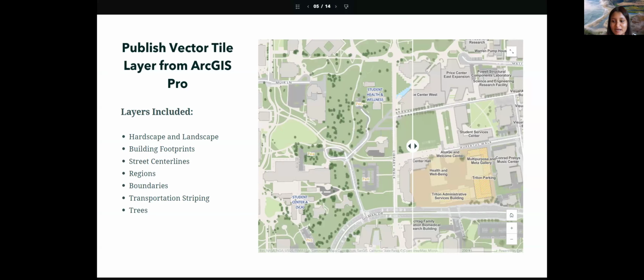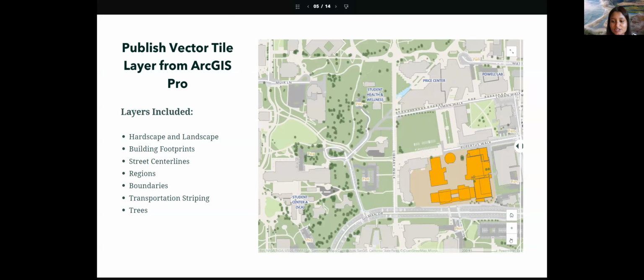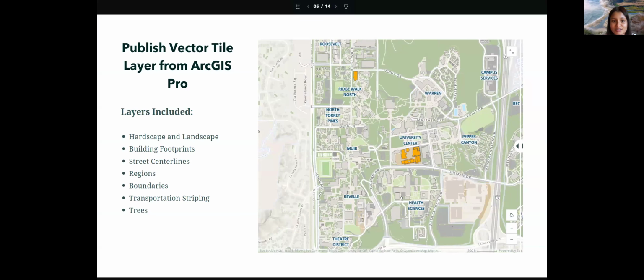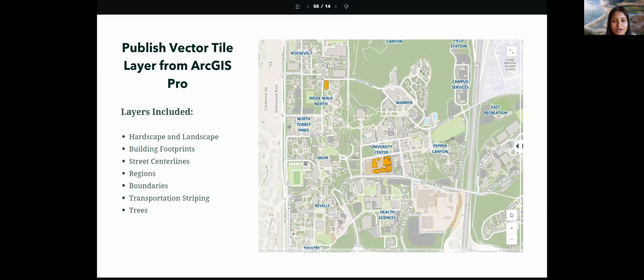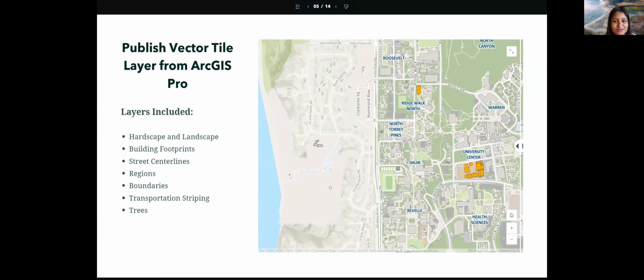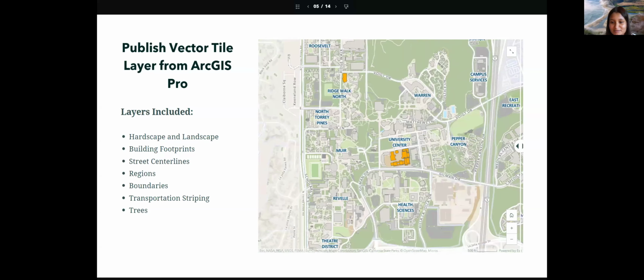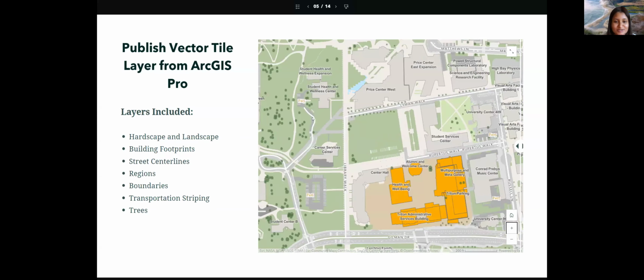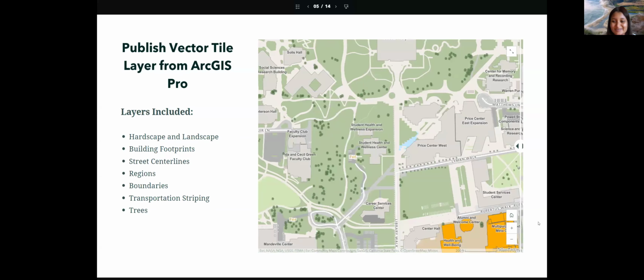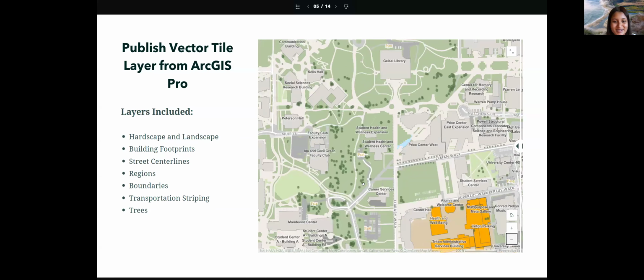So this is a vector tile map first published from ArcGIS Pro. And as you can see, these are the layers included. We have our hardscape and landscape features, building footprints, street center lines here, some region labels, a boundary, which is a bit difficult to see at this stage, and transportation striping that becomes visible as you zoom in, as well as trees. This is real tree data from our university.